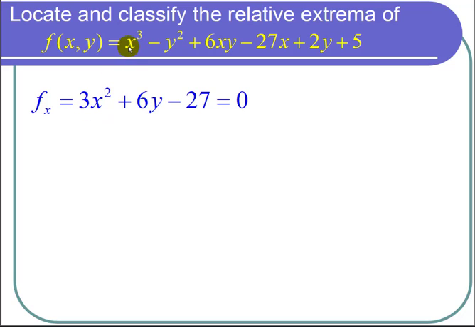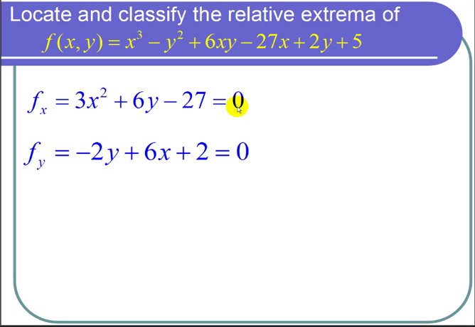F sub x is equal to 3x squared plus 6y minus 27. I set that equal to 0. And now let's find the partial derivative of f with respect to y. F sub y equals negative 2y plus 6x plus 2. And I set that equal to 0. So I have two equations and two unknowns that I need to solve.